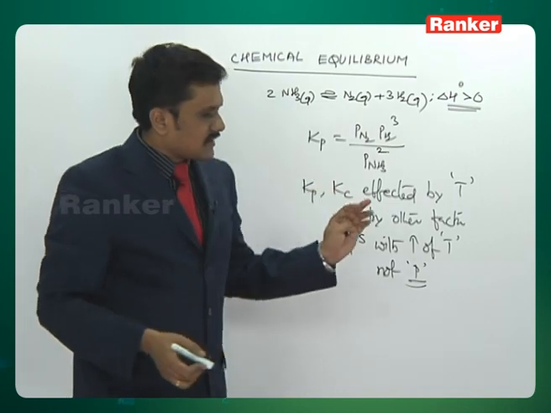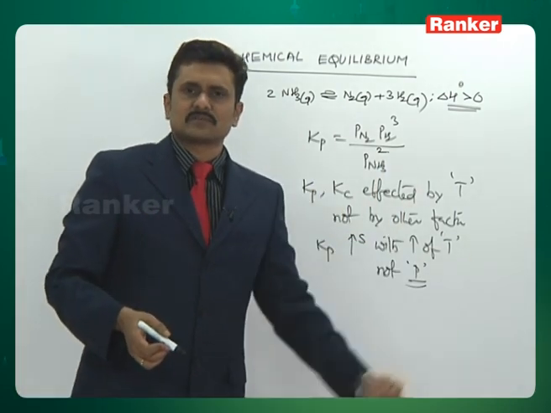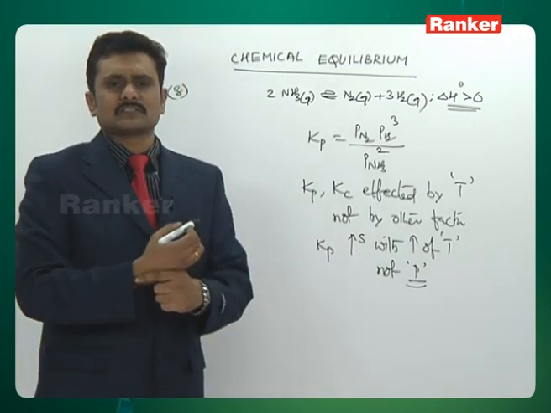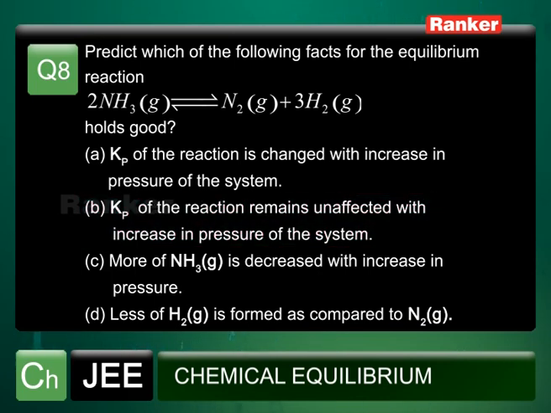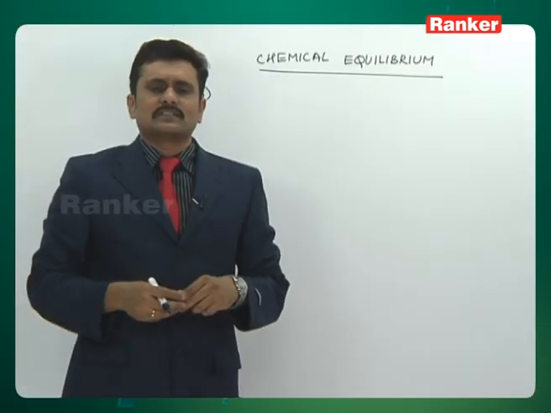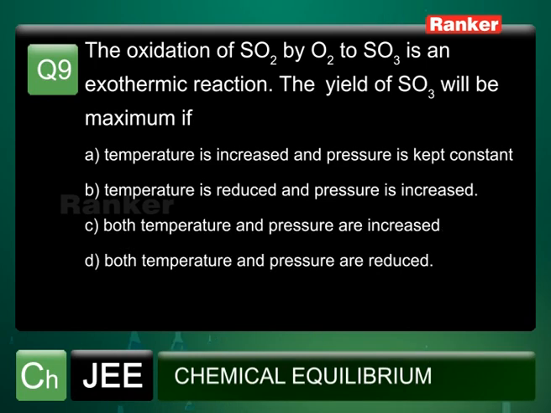Whereas Kx, that is the equilibrium constant expressed in terms of the mole fraction, will be affected by the total pressure. Hence, the correct answer for this question is option B, where Kp is unaffected by the influence of pressure or volume on the equilibrium. The oxidation of SO2 by O2 to SO3 is an exothermic reaction. The yield of SO3 will be maximum under which conditions given in the problem?